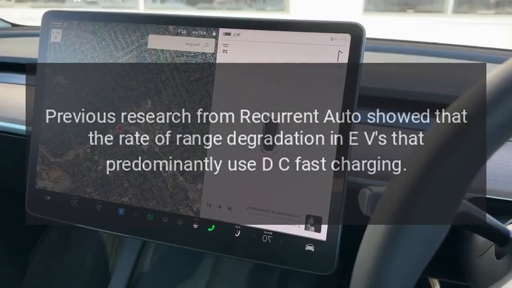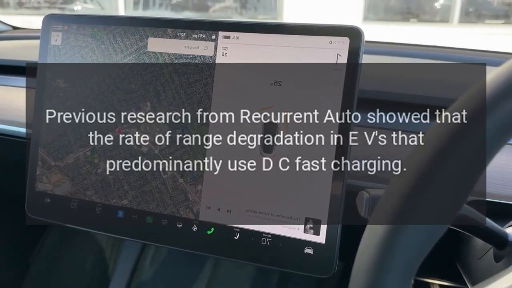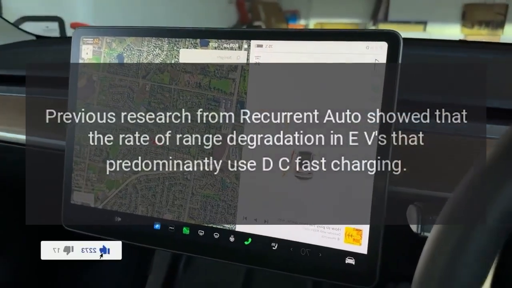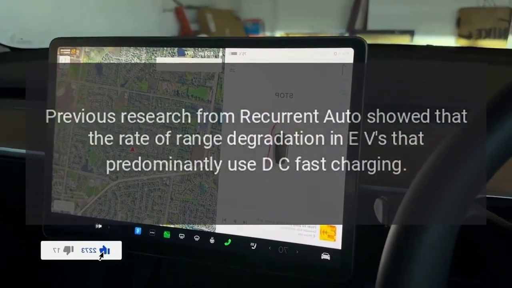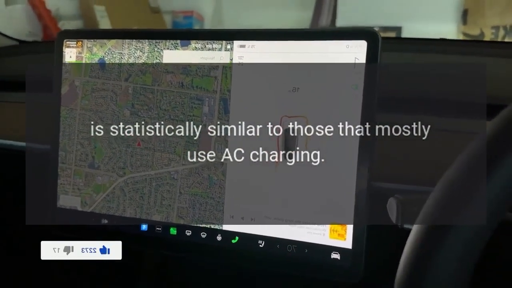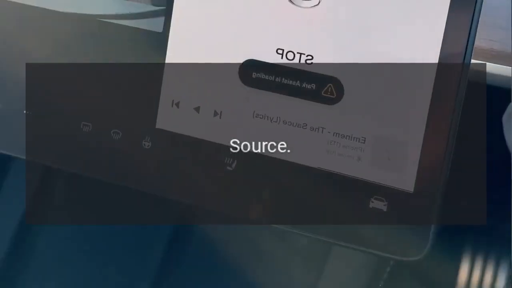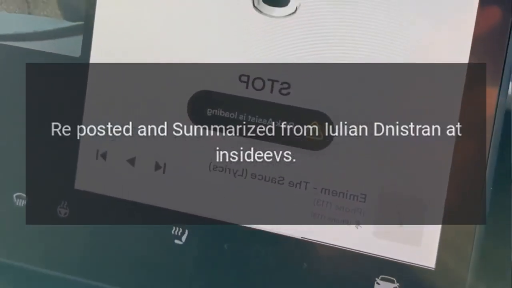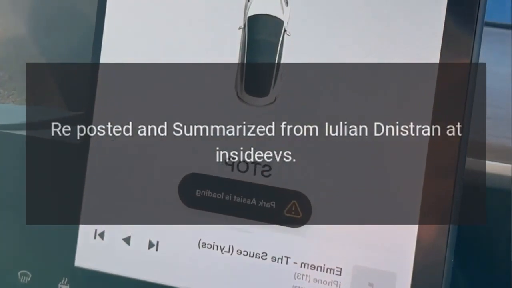Previous research from Recurrent Auto showed that the rate of range degradation in EVs that predominantly use DC fast charging is statistically similar to those that mostly use AC charging. Source: reposted and summarized from Yulia Nistrin at Inside EVS.